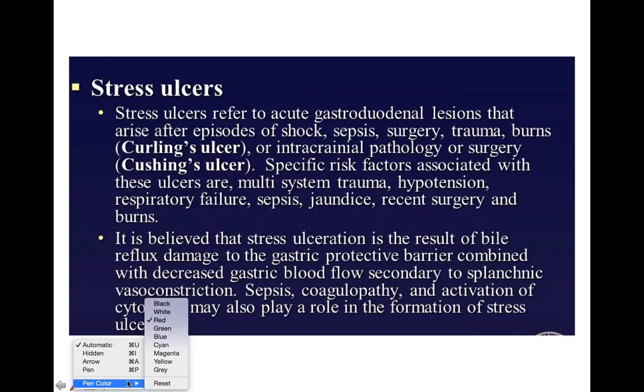So the main cause will be decreased gastric blood flow, due to whatever cause: splanchnic vasoconstriction, or the patient being in shock, or the release of cytokines, whatever may be the cause. The main thing is decreased gastric blood flow, and that will lead to formation of these ulcers. Clear?